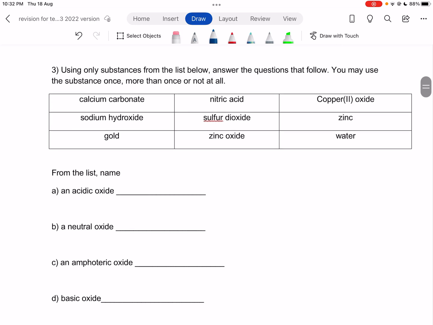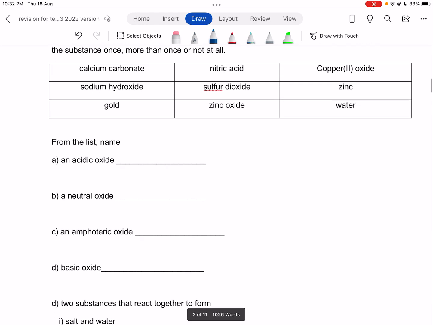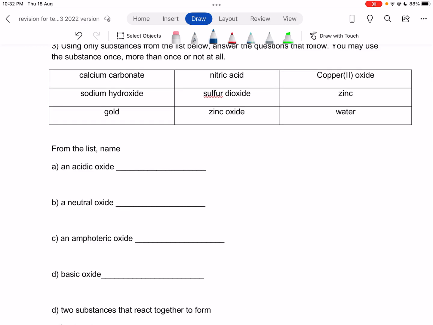Okay, next thing, we are given, using only substances from the list below, a list, and we answer the questions that follow. The first four parts, part A to D, are about oxides. There are quite a few things to know about oxides. If you want, you should look at your summary notes, page 6 of your summary notes. They will tell you how you classify the oxides.